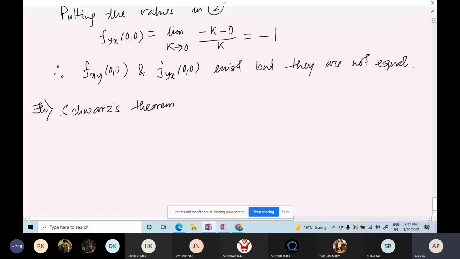If f_y exists... Ma'am, it is not appearing. No, ma'am, but you cannot see the screen. The screen is black. No, ma'am, it's visible. No problem. Okay, ma'am, we can see the color. Just lagging.